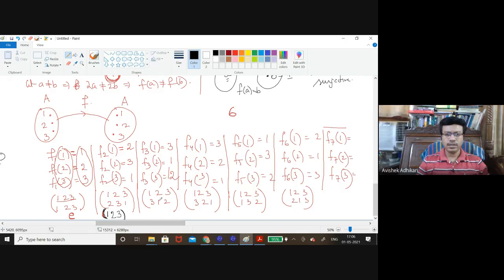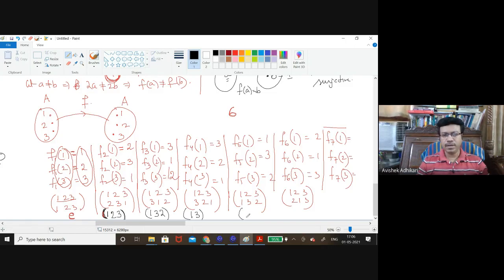Okay. Similarly, here, can you tell me what would be this? 1 goes to 3, and then 3 goes to 2, and then 2 goes to 1. So here 1 goes to 3, and then 3 goes to 1. So it's closed. And you see that 2 goes to 2. If something goes to that same position, we do not write it. Like here, 1 goes to 1, 2 goes to 2, 3 goes to 3. That's why we haven't written anything here.